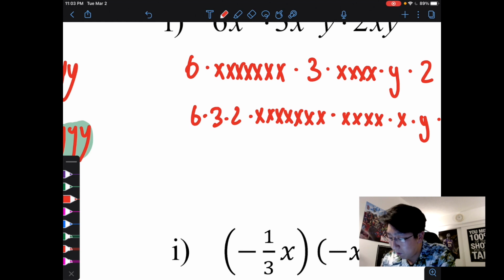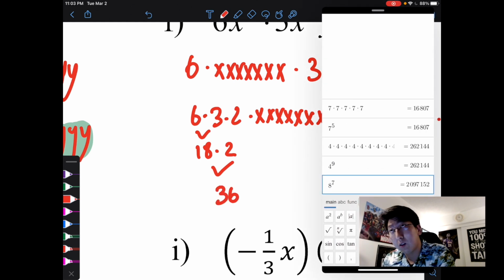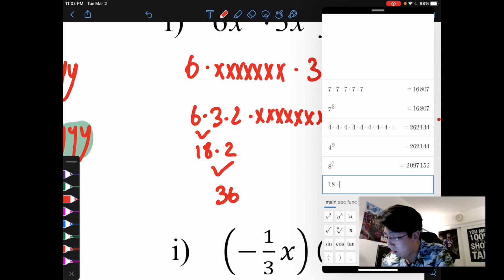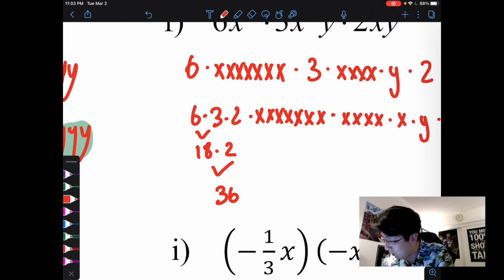Alright, I'm going to multiply my numbers. 6 times 3 times 2. 6 times 3 is 18, times 2, which is 36. I'll double check. 18 times 2. There you go.